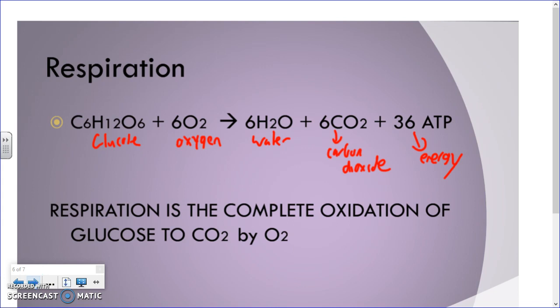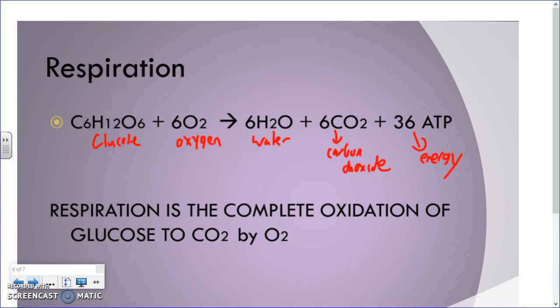So if you look at what it says on the bottom, it says respiration is the complete oxidation of glucose to carbon dioxide by oxygen. Okay? So when we say the mitochondria is the powerhouse of the cell, that is completely wrong. The mitochondria is where respiration occurs. And respiration is the complete oxidation of glucose to carbon dioxide by oxygen.